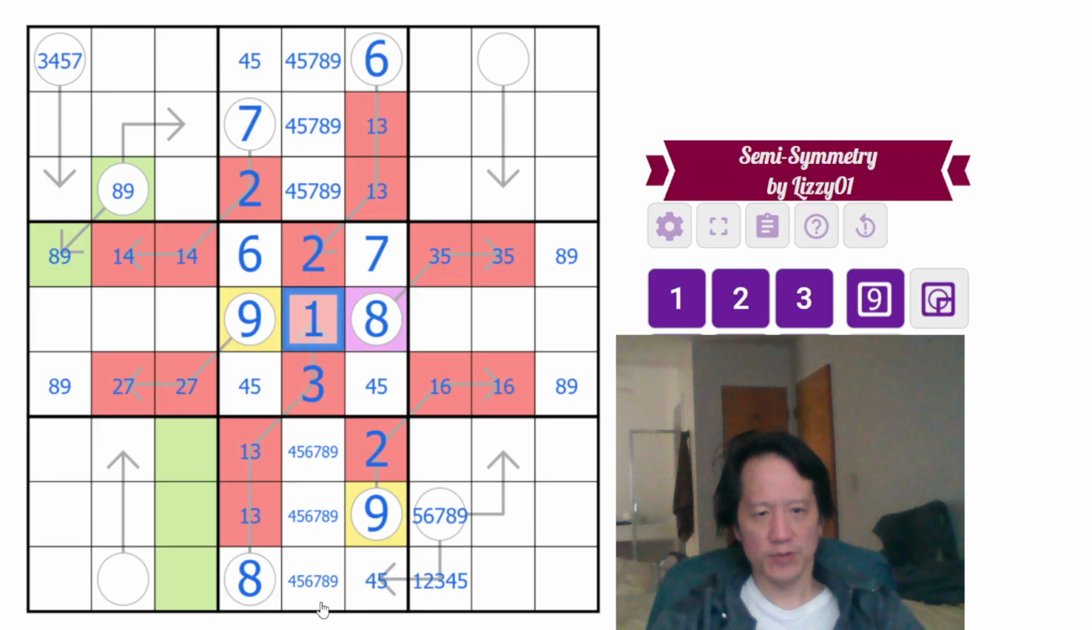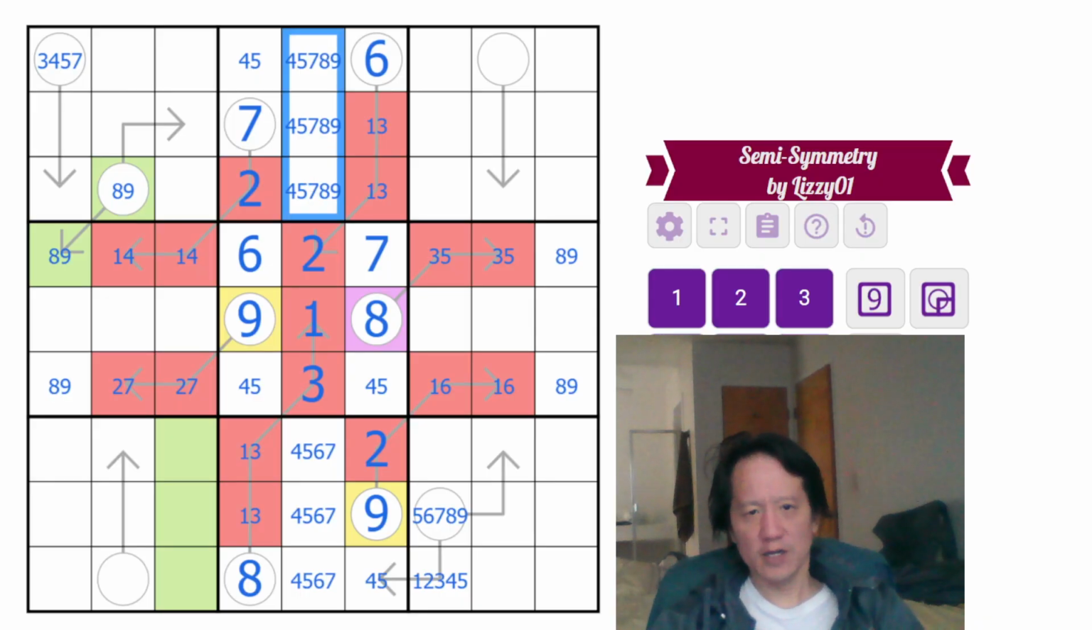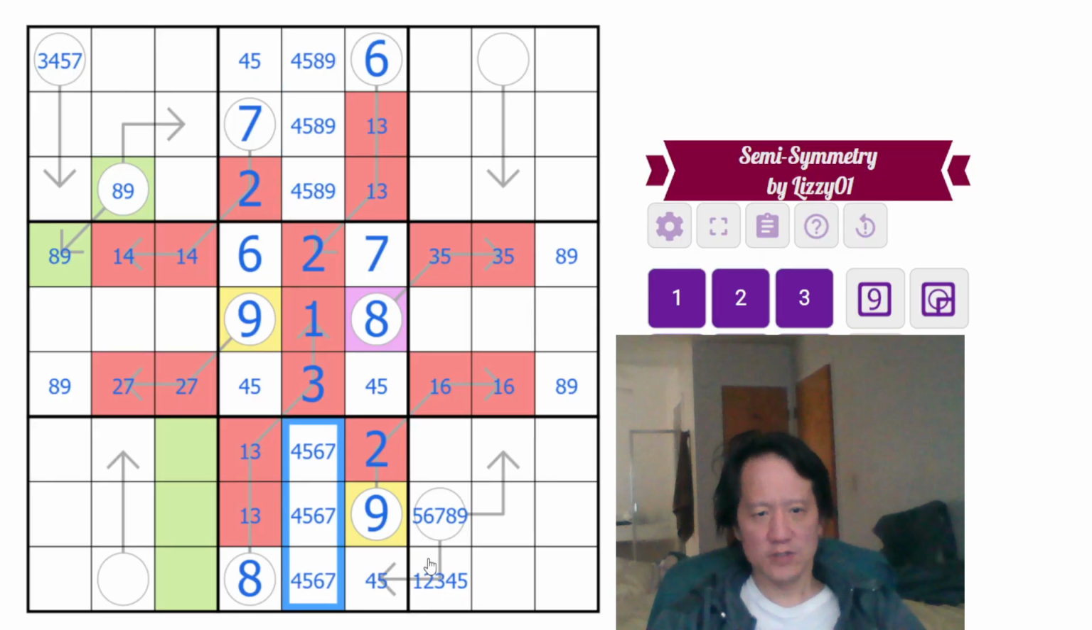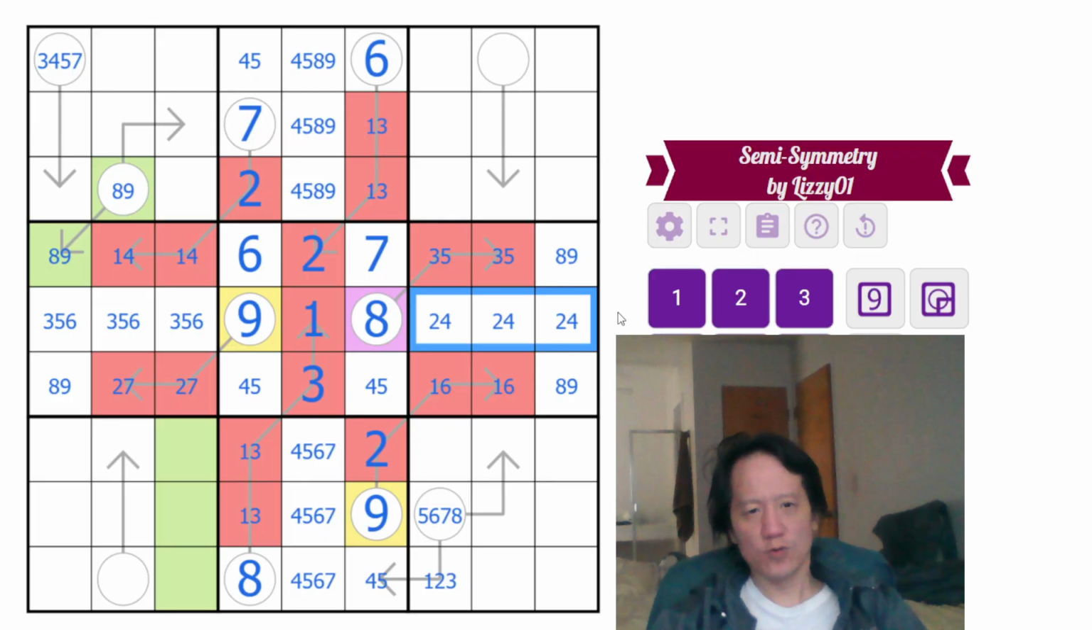So it's 1, 3, 1, 3. So this can't be 8 or 9. Actually, we already knew that before. This has to be 8 or 9. So this can't be 7. This is 6 or 7. 4, 5. This can't be 9 anymore, which means this cannot be 4 or 5. So this is 5, 6, 7, 8. This has to be 3, 5, and 6. This has to be 2, 4, and 7.